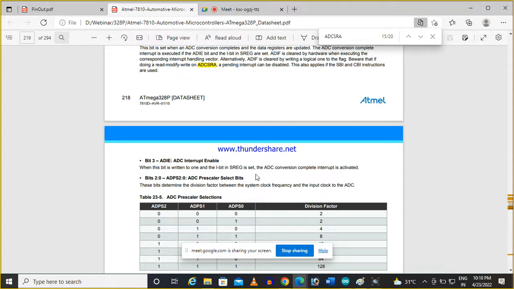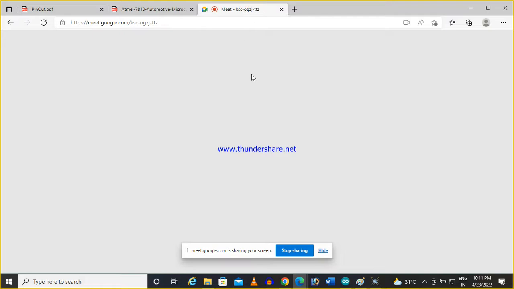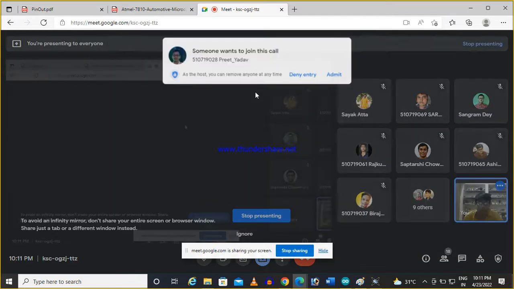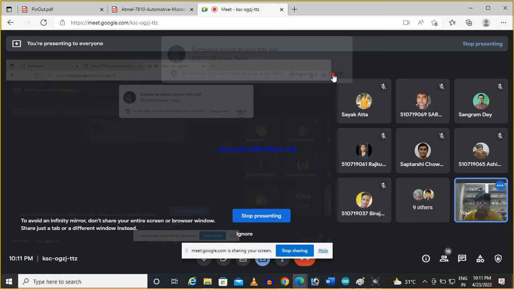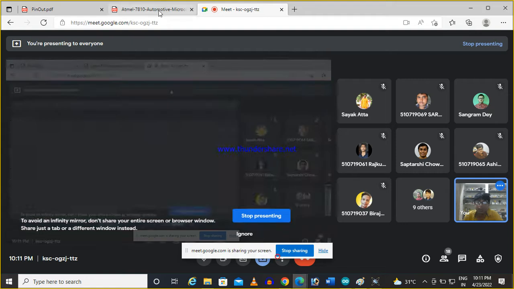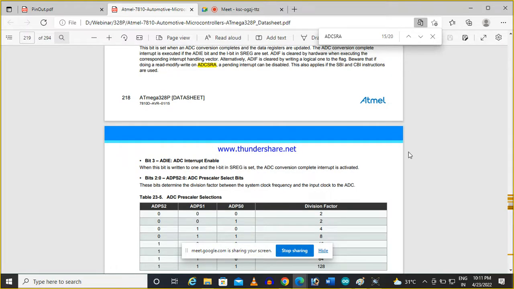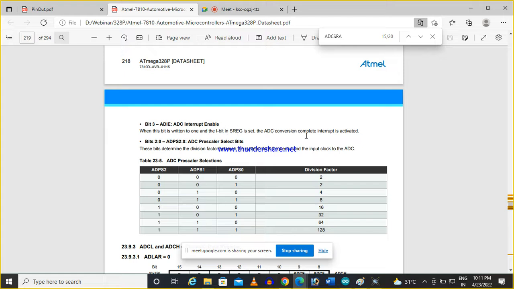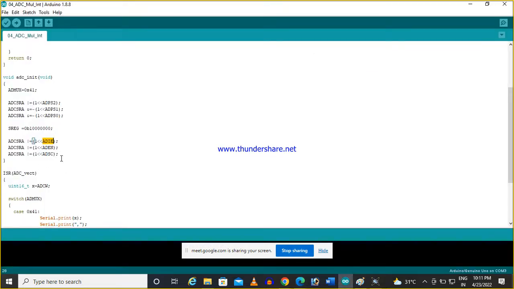So now I need not bother about when the conversion will complete, and all this selection, all these things, I need not bother much more. What it is telling is, once the conversion is completed, one interrupt will be generated and I will use that service routine to read my value. Much more things are not required. So that's why I have used this bit, and other things are as it is.